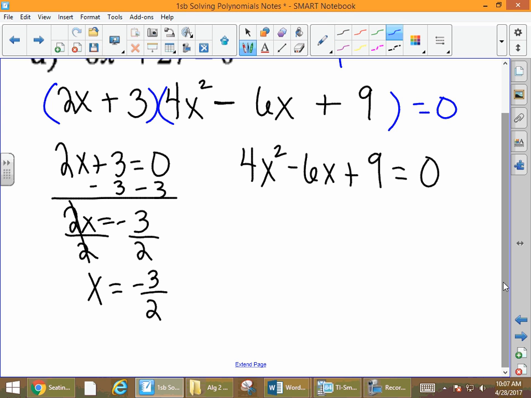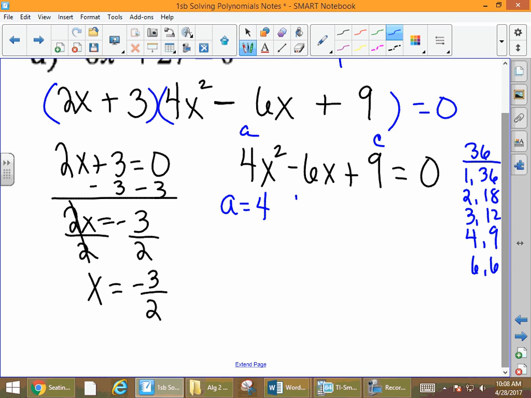But over here, here's our A and here's our C. 4 times 9 is 36. The factors of 36 are 1 and 36, 2 and 18, 3 and 12, 4 and 9, 6 and 6. Will any of those factors combine to be 6, either adding or subtracting? No. We cannot factor 4x squared minus 6x plus 9. Consequently, we are going to have to use the quadratic formula, which you can see on your paper, even though I can't see mine right now.